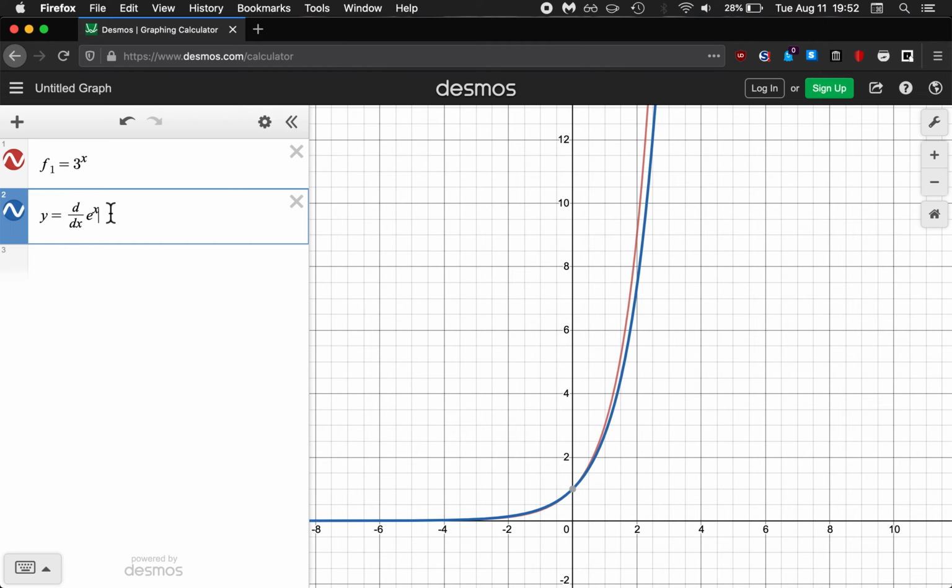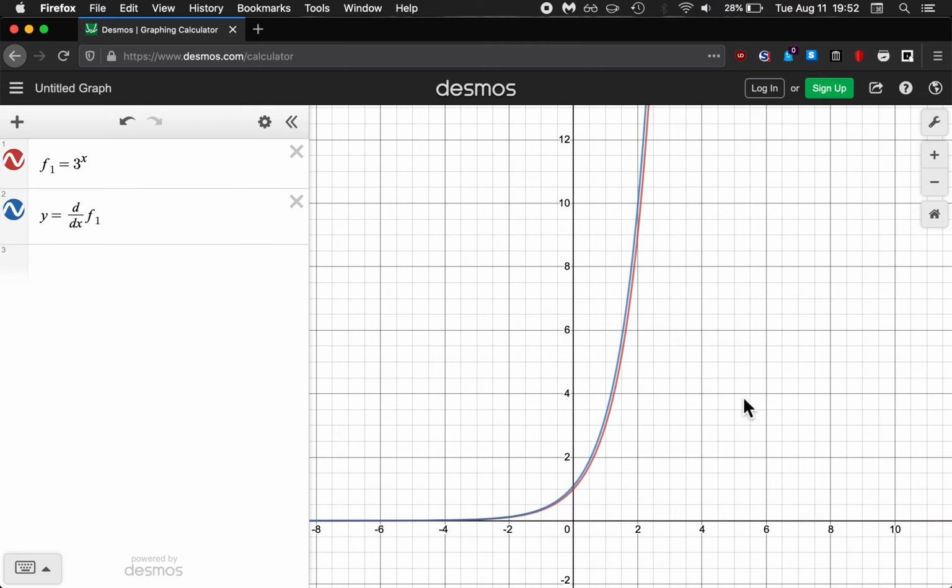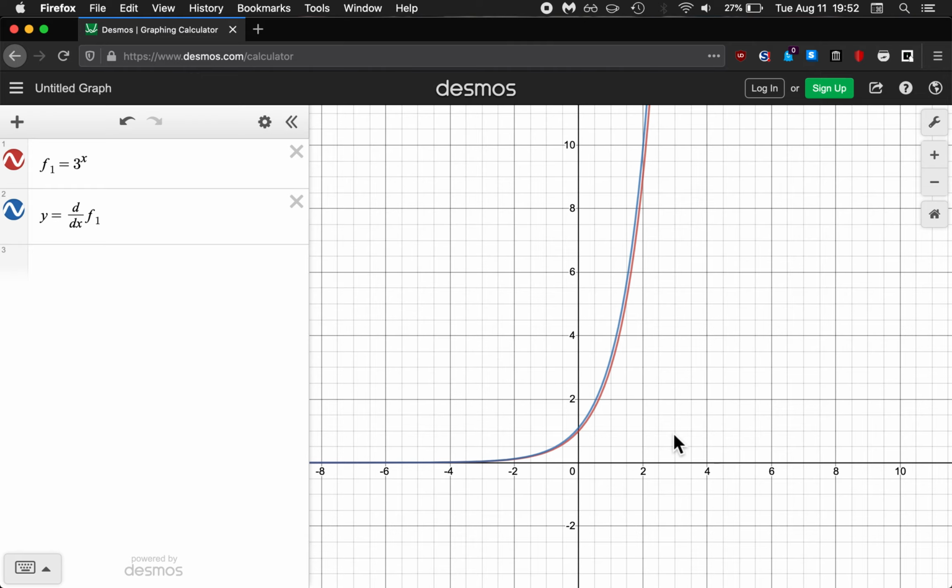Now, if I change this to a different function, so let's look at 3 to the power x, and that changes my curve here. Pretty please show me the derivative of f1. The curve in blue is still my derivative, and it's still an exponential function, but it's no longer exactly the same as the curve in red. So other exponential functions are not their own derivative.